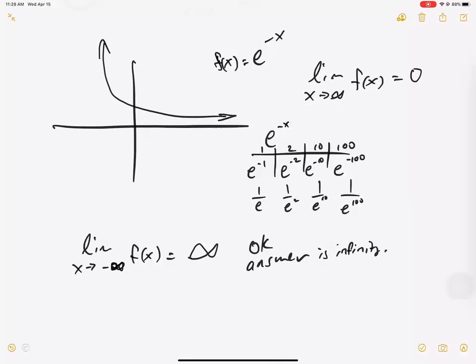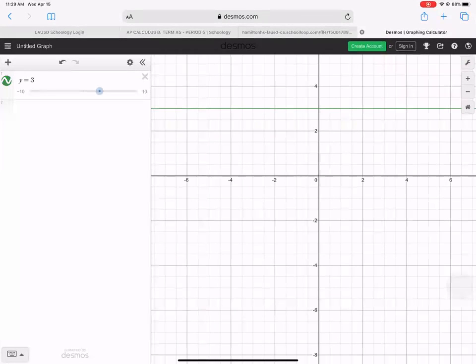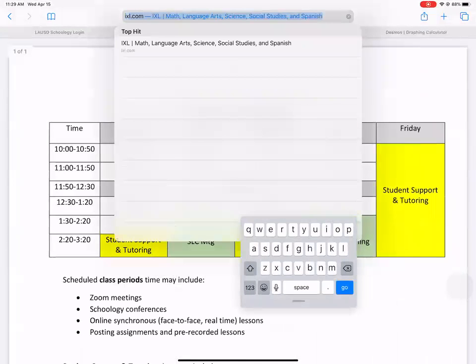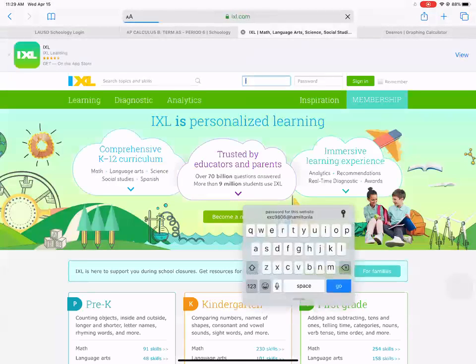Okay. So let's go ahead and look at some IXL problems that you guys are assigned. Some of you might have seen that already. IXL.